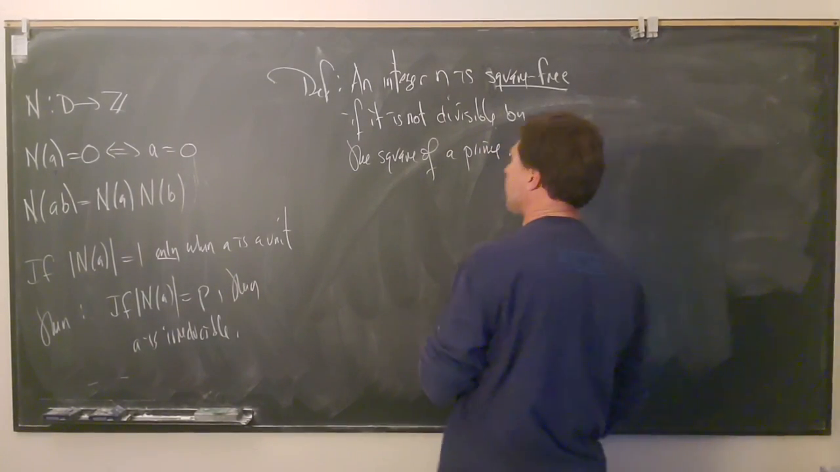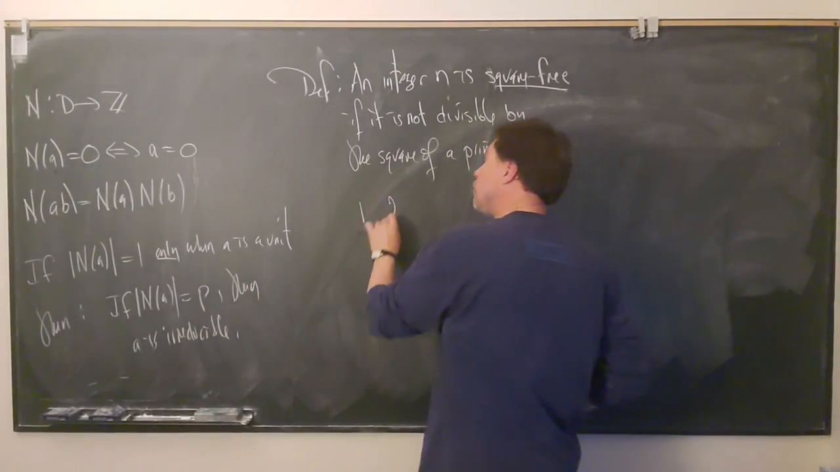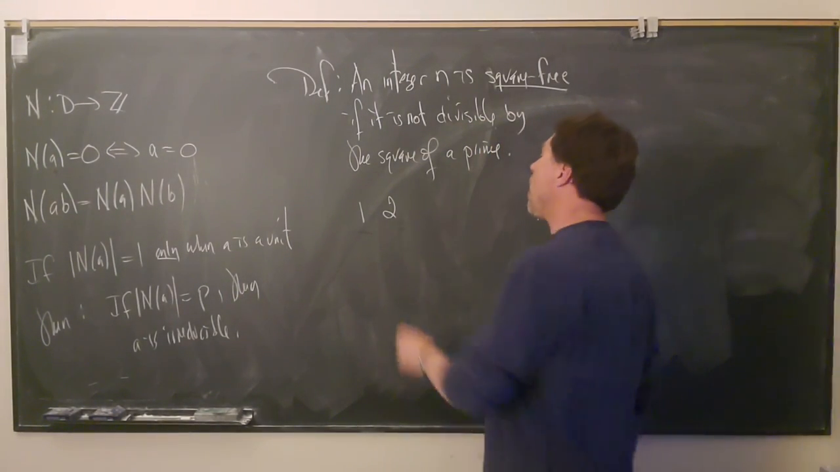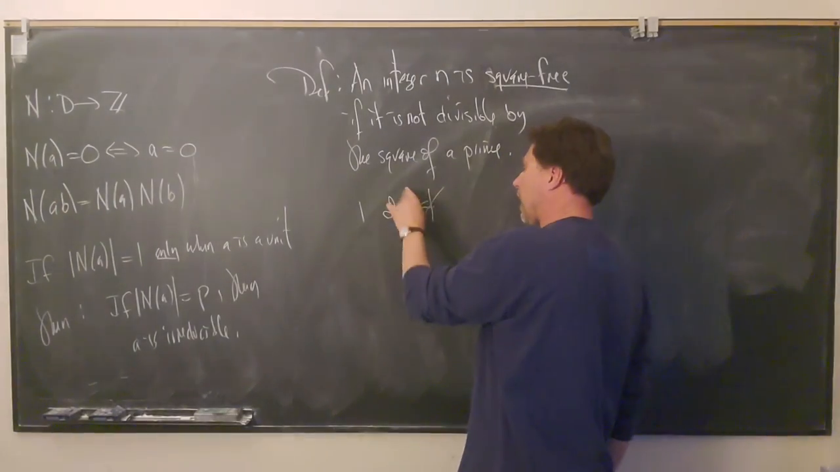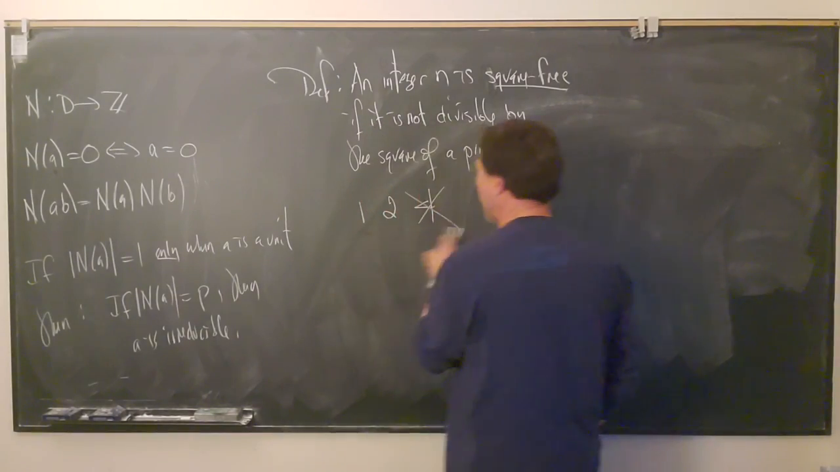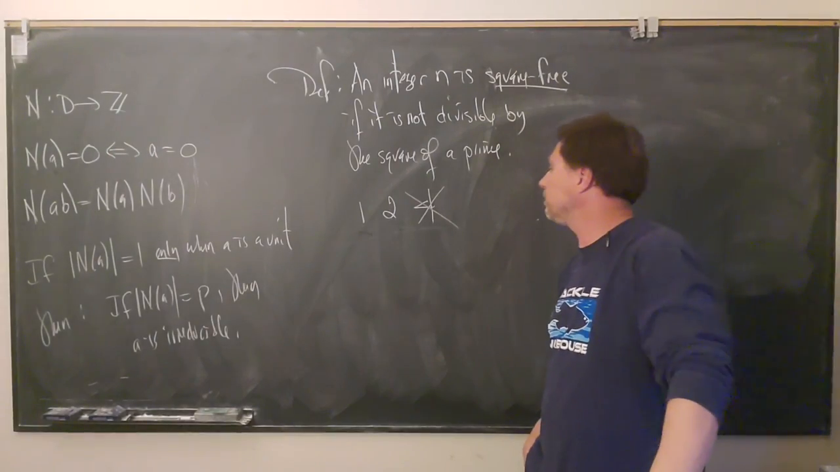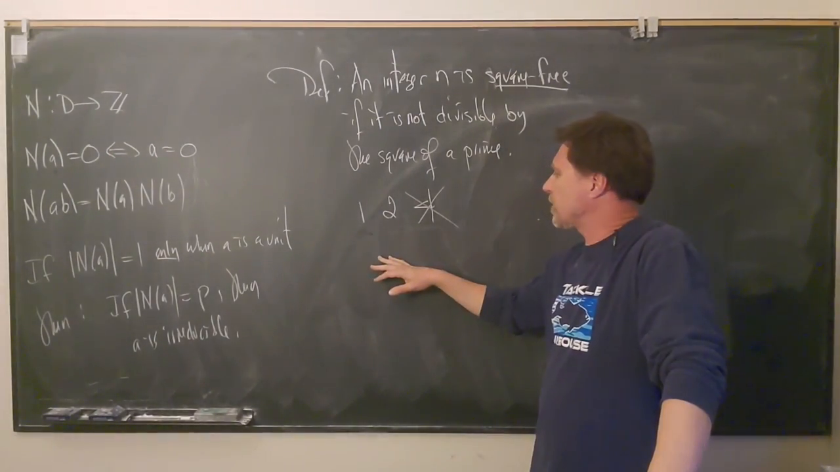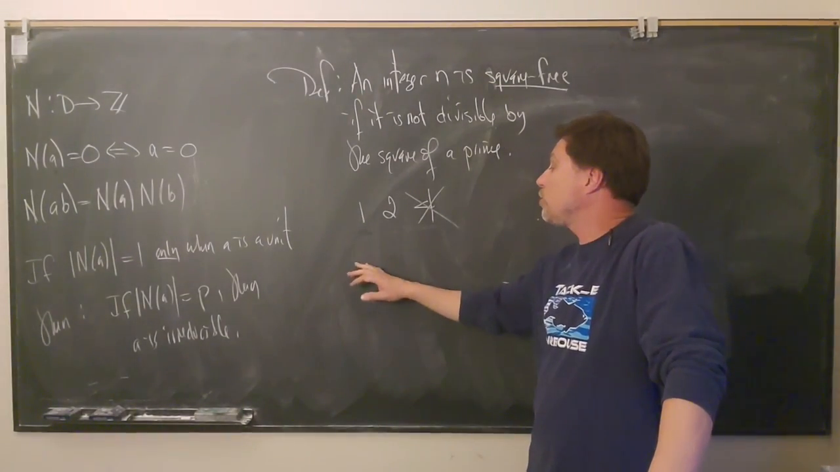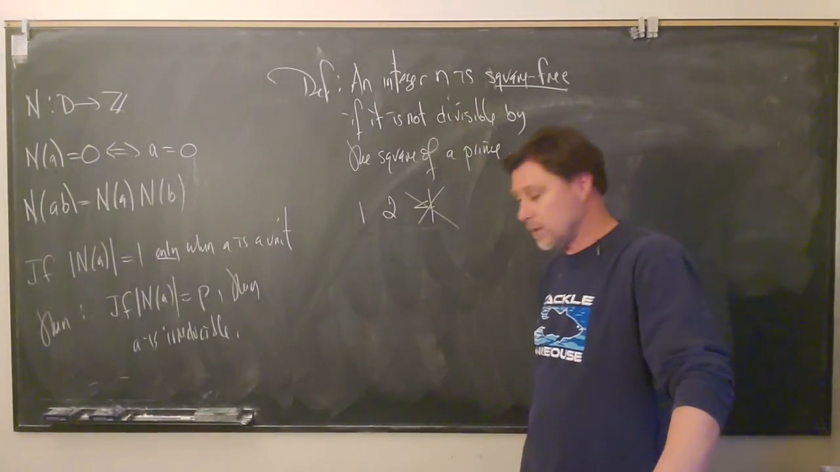So for example, of course, 1 is square free. It's not divisible by the square of a prime. 2 is square free. It's divisible by 1 and 2, but not by the square of a prime. 4 is not square free, because it's divisible by 2 squared. In general, if you write out the prime factorization, and we allow negative numbers here also, it's square free if it'll be plus or minus a product of distinct primes. There won't be any repeats.